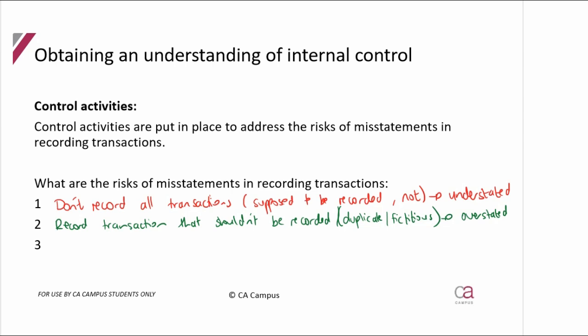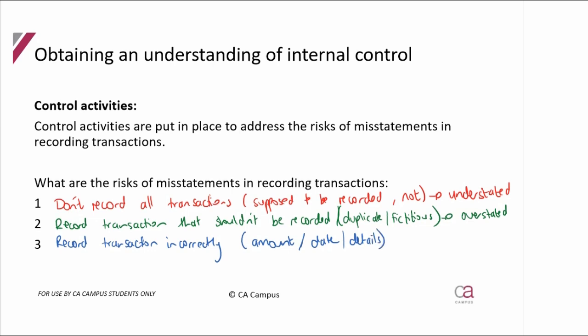Or you record a transaction that's supposed to be recorded, you just record it incorrectly. And guys, when you think about a journal entry, when you're recording your debit and your credit, the entry will be date, description, amount in debit and credit. So it could be recorded incorrectly in terms of amount, or the date could be wrong, or the details could be wrong. So it goes to the incorrect account.